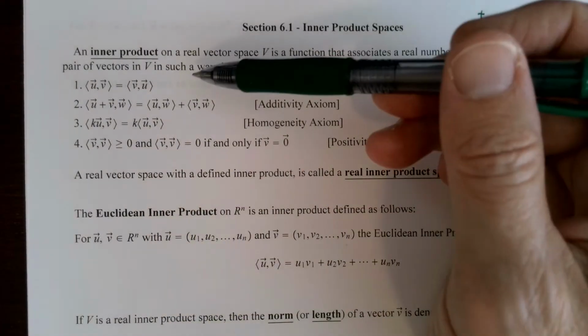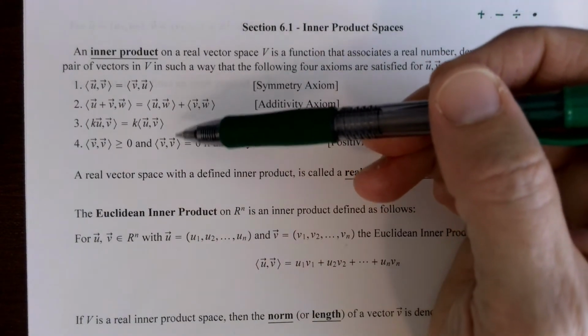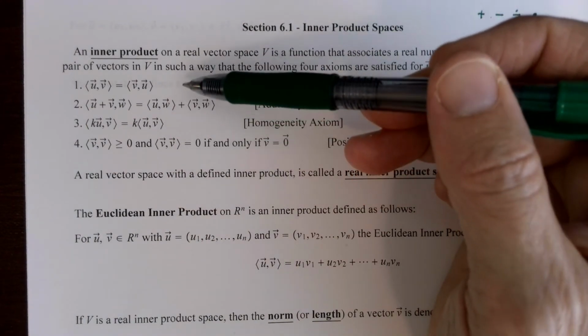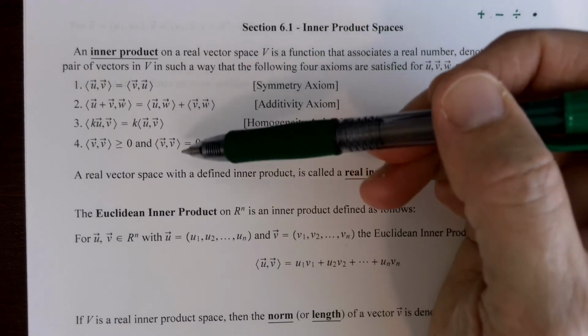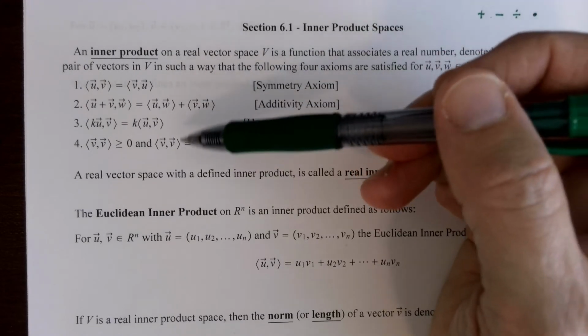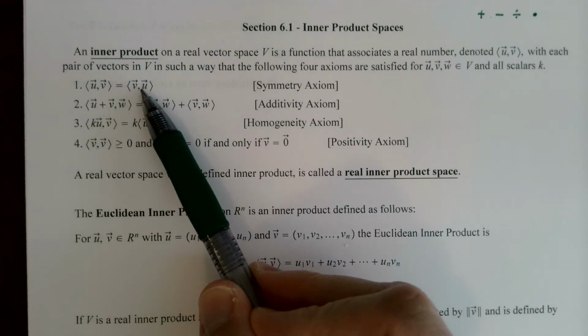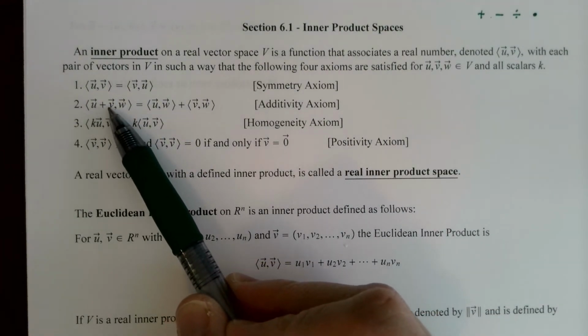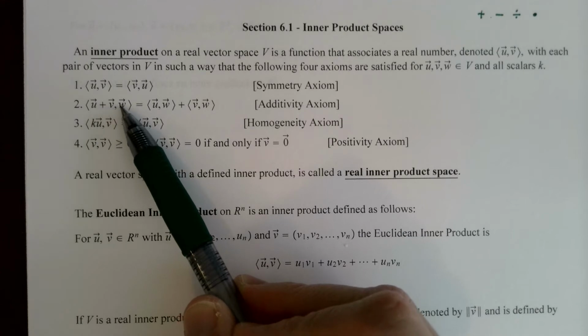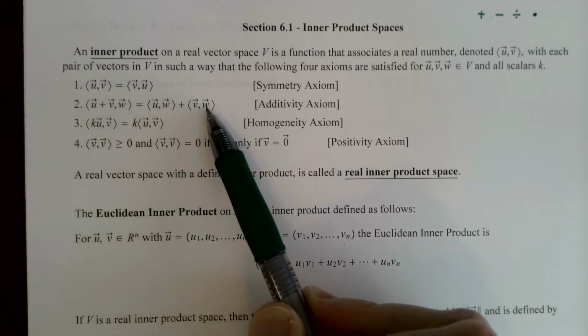And when we say many more, well, they have to satisfy these four axioms, of course. So if we have an inner product, it's going to satisfy these four axioms. Now, if we go back to the dot product, u dot v is equal to v dot u, right? And u plus v, that expression dot w is u dot w plus v dot w, and so on.